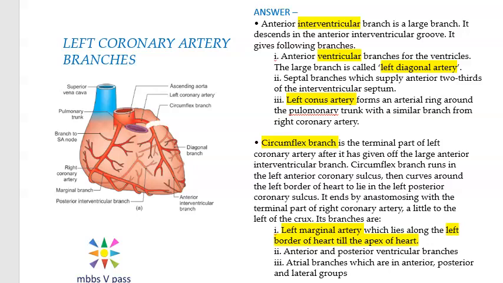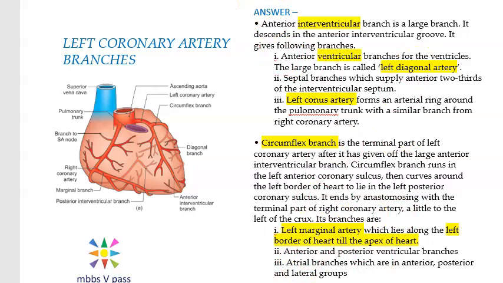Circumflex, again, what all is there? Marginal artery. Which marginal, people? Wake up. Left. Yes, we are on the left side now. I will use this color. The circumflex is giving which branch? Left marginal artery. So marginal means where should it go? It's along the margin, along the border. So along the left border it is going and reaching where? Apex of heart. Very good. Okay, that's it.